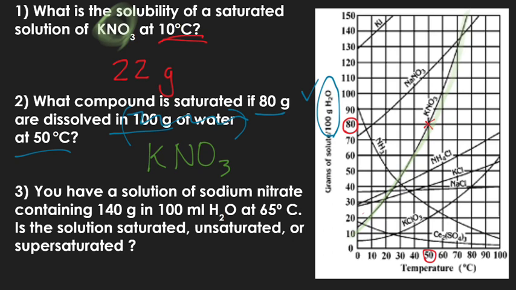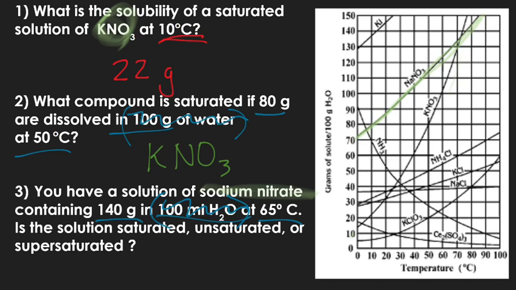And now, in question 3, we have a solution of sodium nitrate containing 140 grams in 100 milliliters of water at 65 degrees Celsius. Even though this is 100 milliliters of water, for water, milliliters and grams are the same thing. Its density is 1 gram per milliliter. So once again, I can ignore that 100 of water and focus on the 140 and the 65. And I also should probably find my sodium nitrate line. It's right here by the potassium nitrate line.